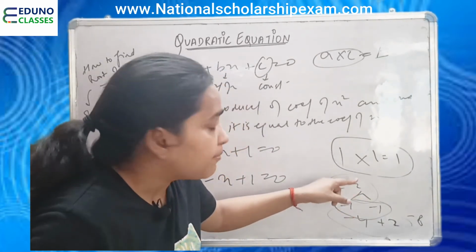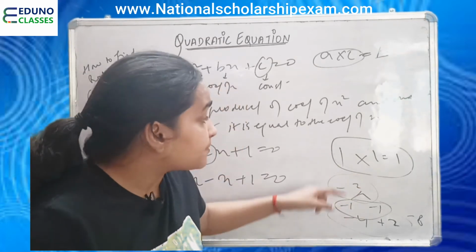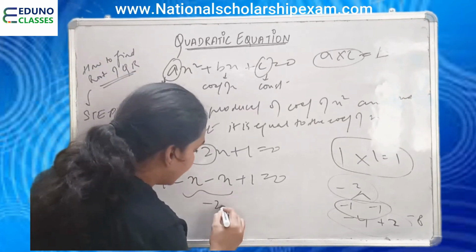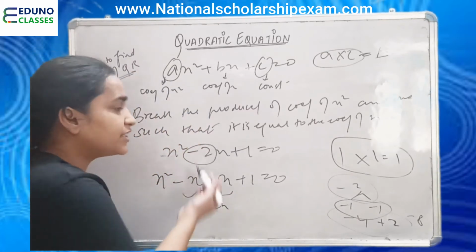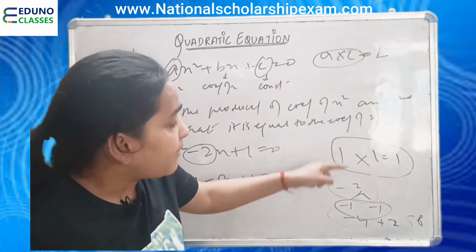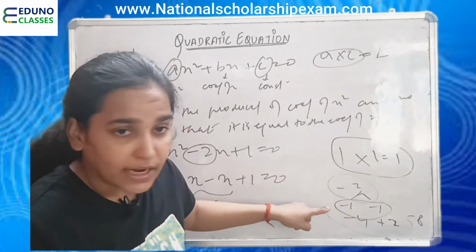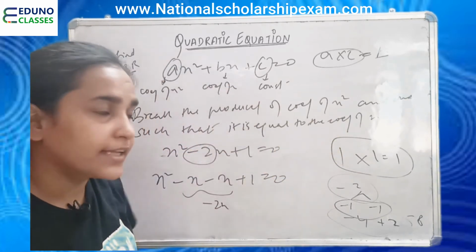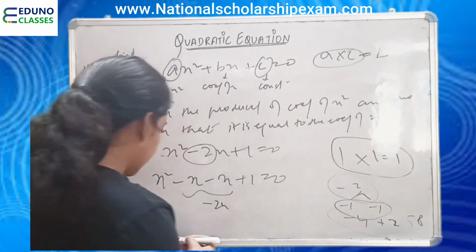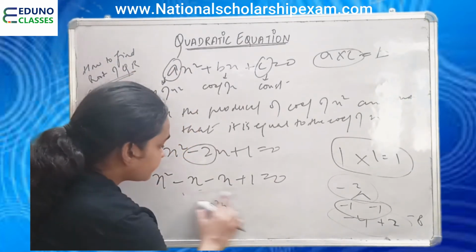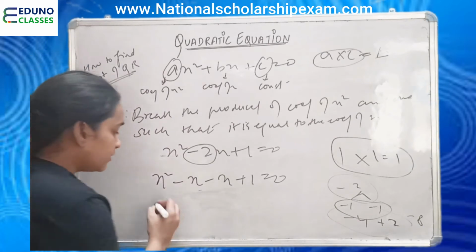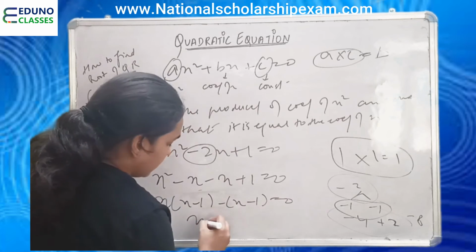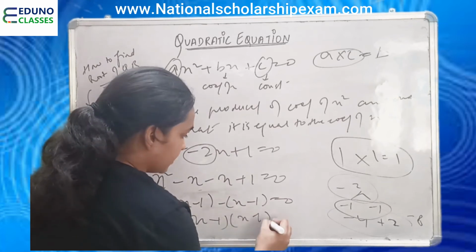I have broken minus 2x such that its addition remains the same. Minus x, if I add, I will get again minus 2x. So I haven't changed the equation, and also I've gotten its product equal to the product of the coefficient of x square and the constant. Okay. Now take x common, x minus 1, and take my 1 common. So x minus 1 as a whole came common.